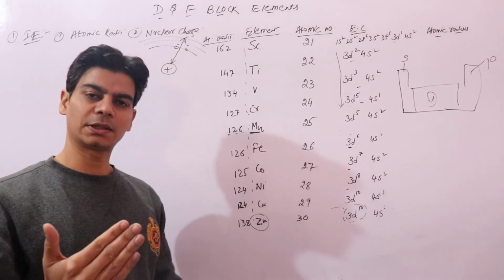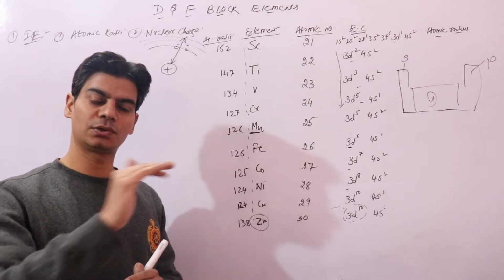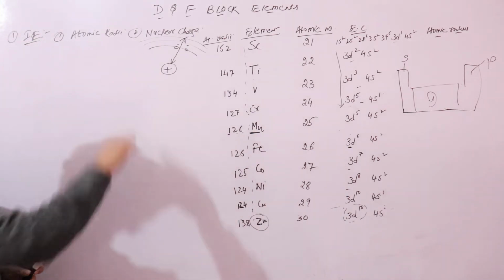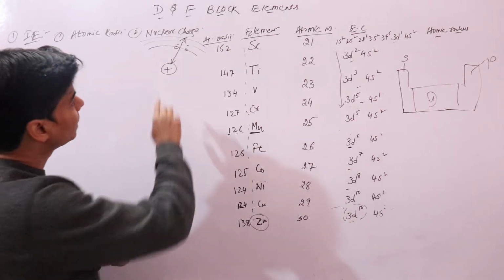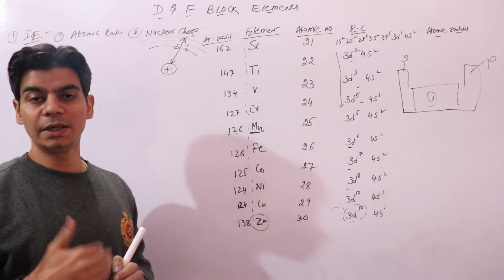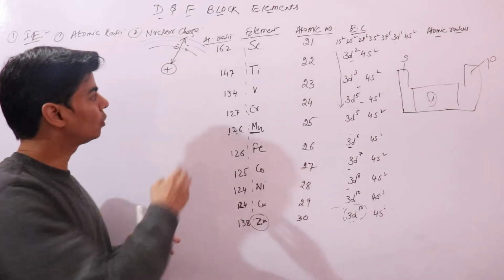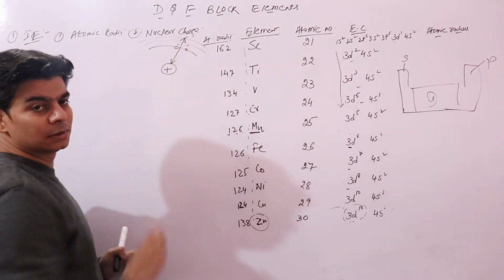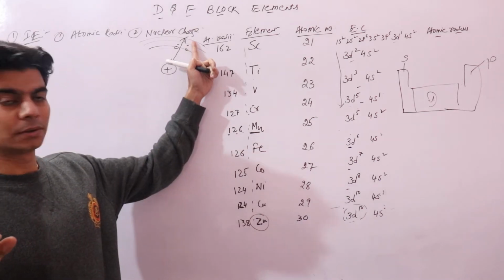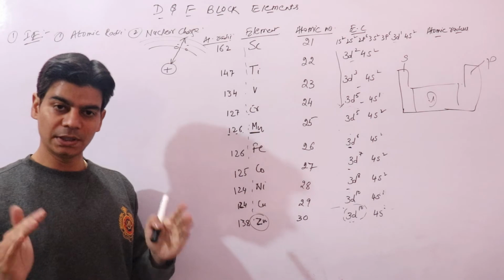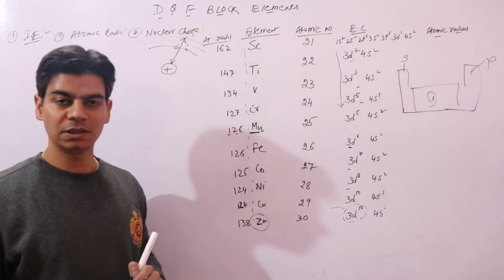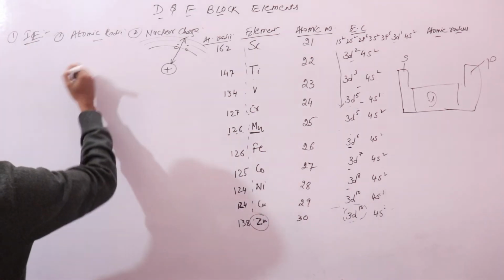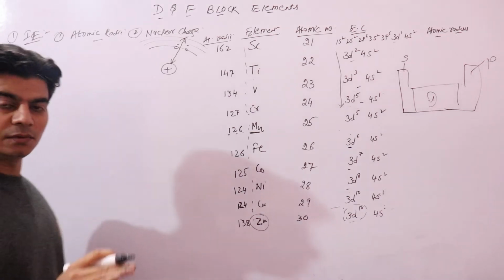Why? Because the force of attraction keeps on decreasing as the outermost electron keeps moving away from the nucleus. And atomic radii, same thing. As the atomic radii increase, the distance of the outermost electron from the nucleus increases, so there is less force of attraction that the nucleus exhibits on the outermost electron. When there is less force of attraction, less energy needs to be given in order to remove the outermost electron. So with increasing atomic radii, your ionization energy will go down.